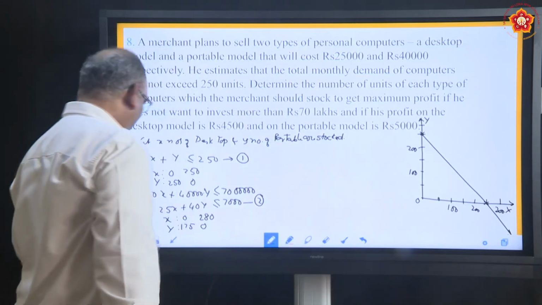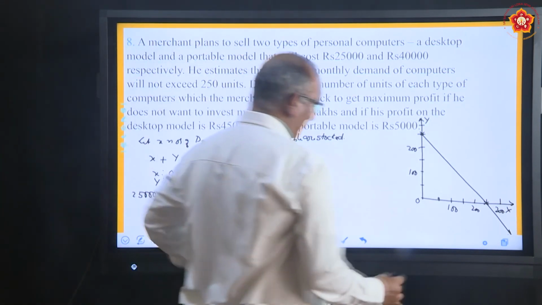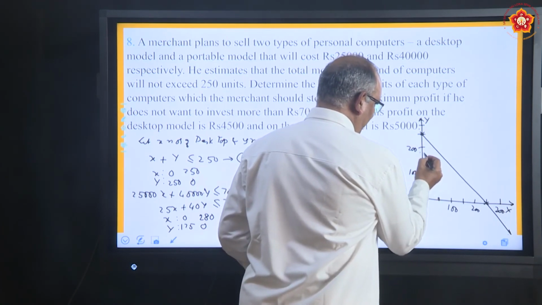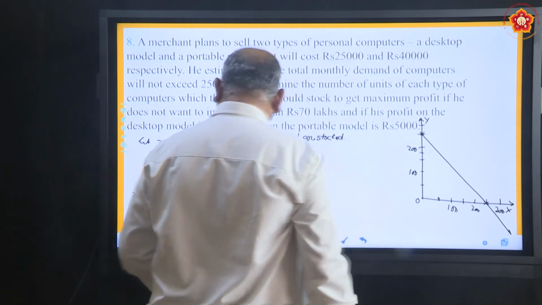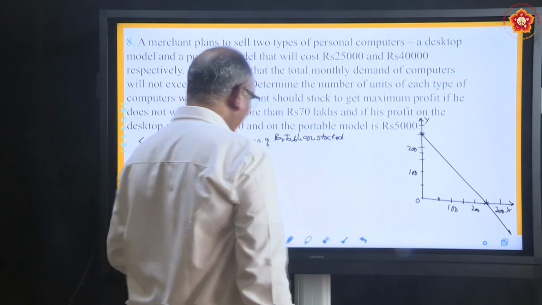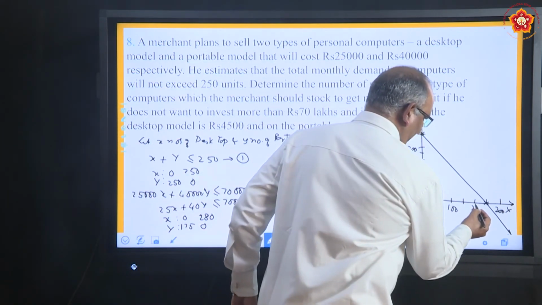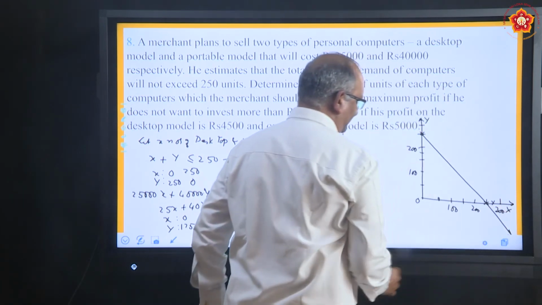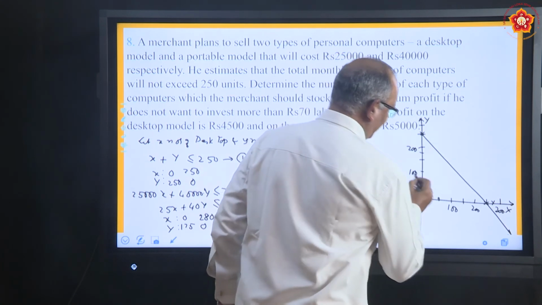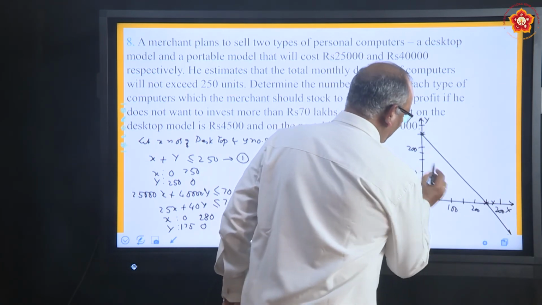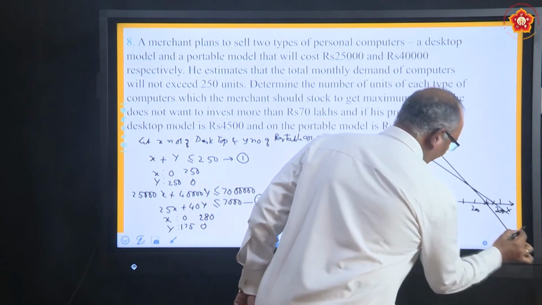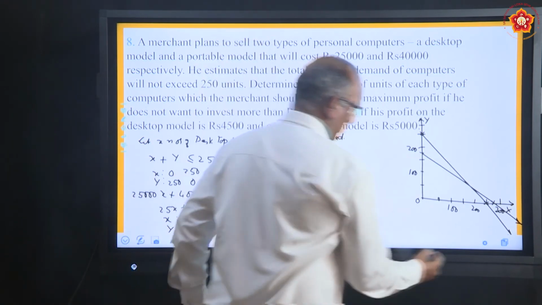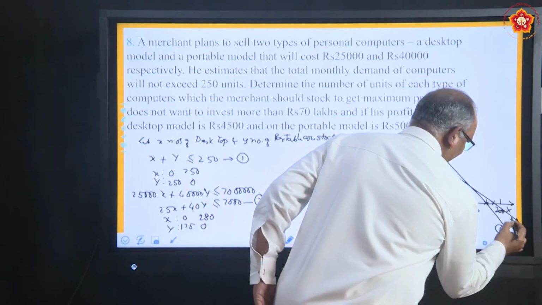Next, when x is 0, y is 175. This is 150, this is 200, so in between we have 175. Then when y is 0, x is 280. This is 200, this is 250, this is 300, so somewhere here you will have 280. Join those two points, 175 and 280. So this is the first line, this is the second line.